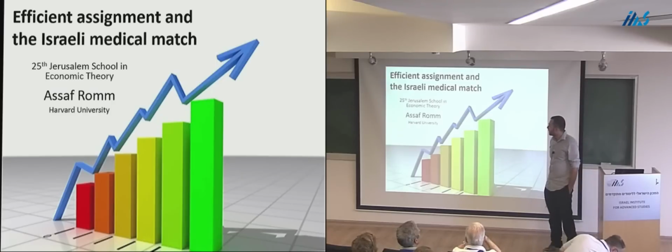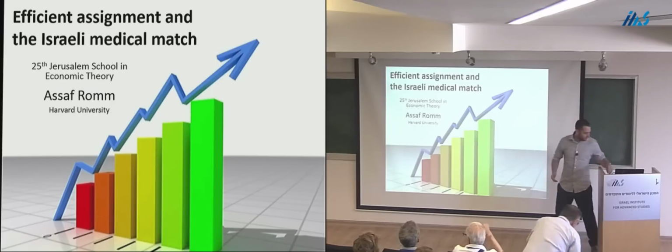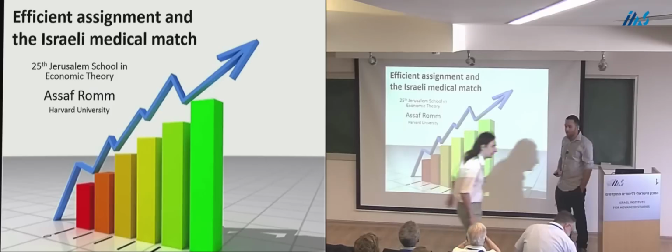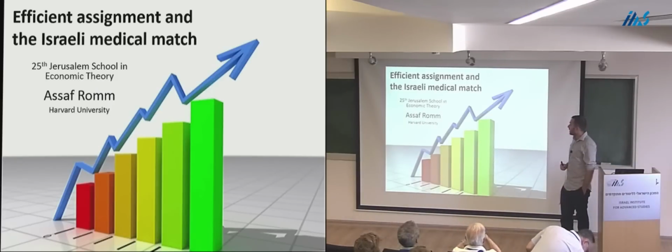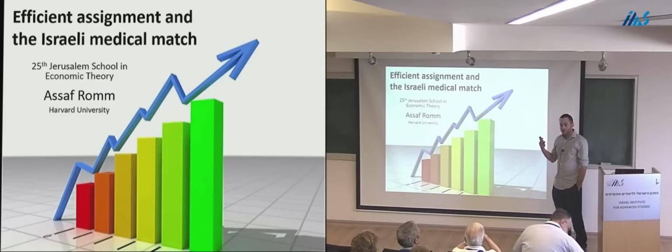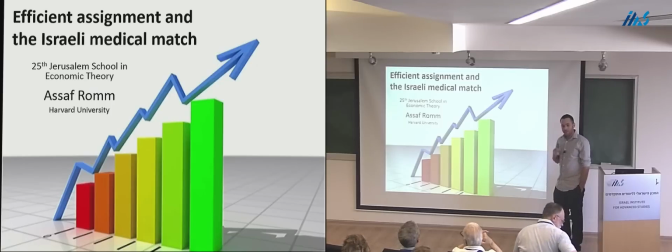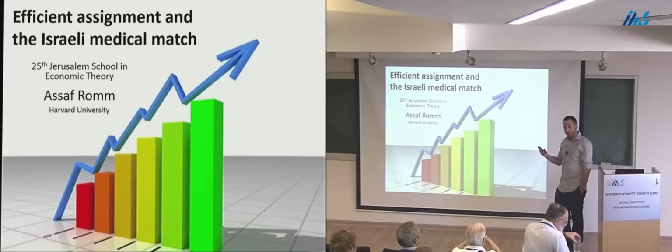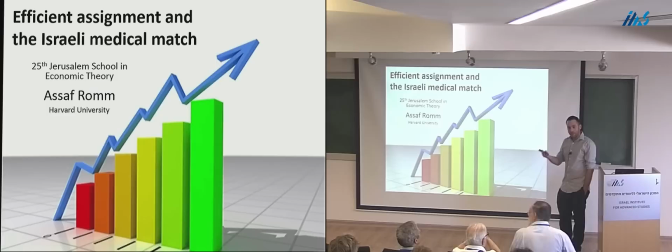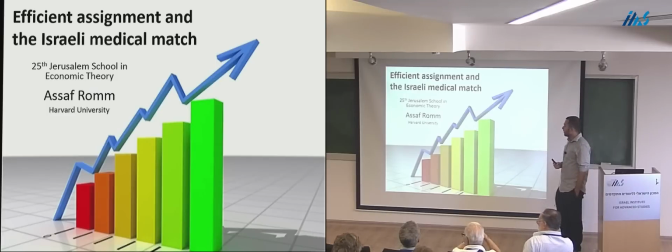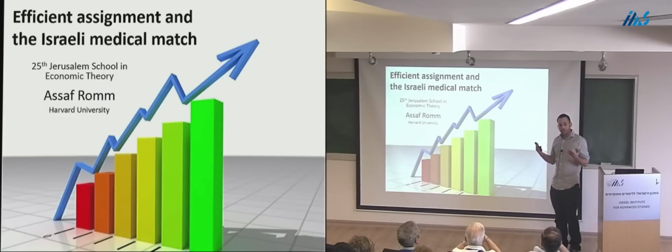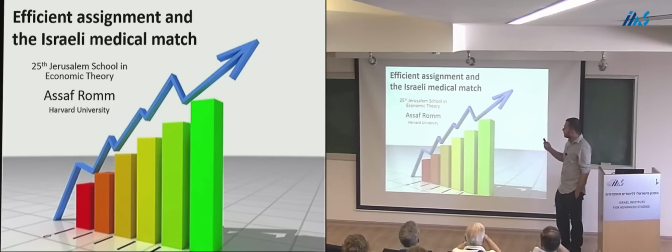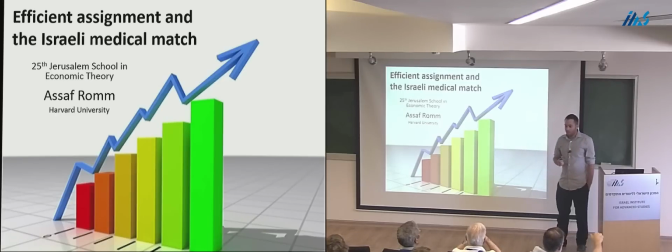I'm going to talk with you today about efficient assignment and the Israeli medical match. When I say assignment, I mean we want to assign objects to agents, and agents have preferences over objects, but objects do not have preferences over being assigned to a certain agent. When I say efficient, I mean I want to make everybody happy in some sense. I'll make this sense more explicit shortly. And I'm going to use a case study of the Israeli medical match that we recently redesigned.